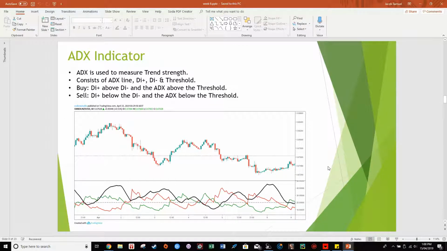So the way it works is simple. Now, buy signal, sell signal with this thing. Okay, write this down. Very simple. You buy when the DI plus, which is the green, is above the red. However, it has to be above the threshold. Both of them. If there's a crossover above the threshold.